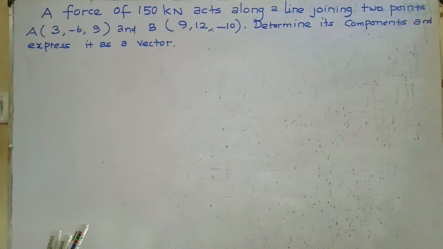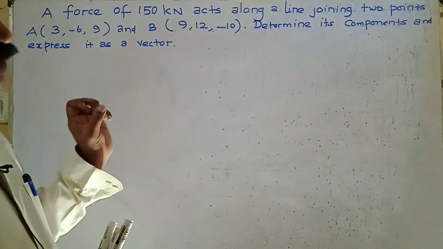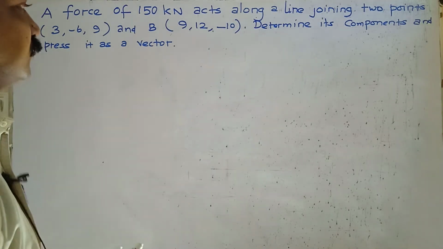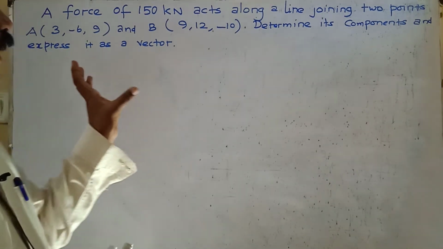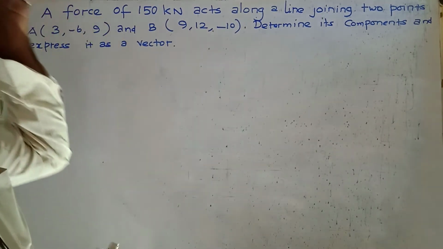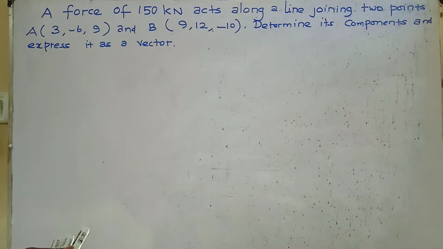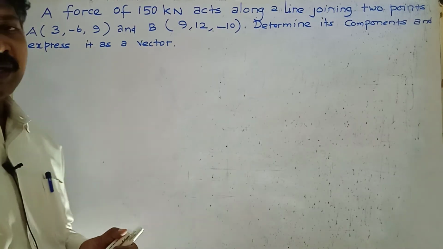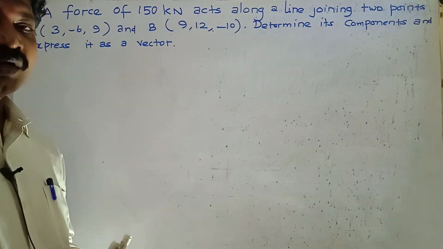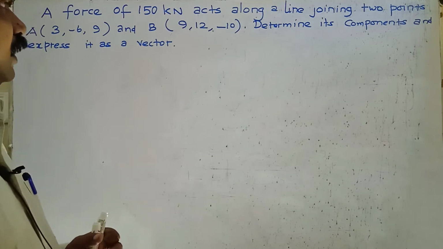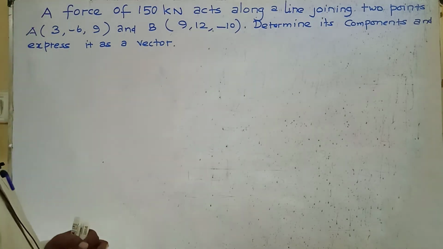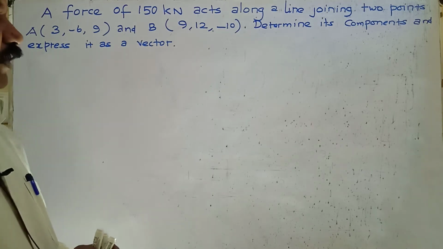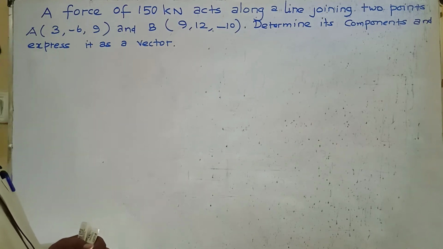So, force acts along the line joining 2 points. So first you have to find the AB vector from the 2 points A and B, and then n cap of AB vector, the unit vector along the direction of AB vector, and then multiply with the given force. You get the force vector.